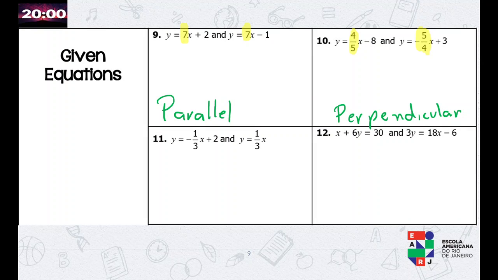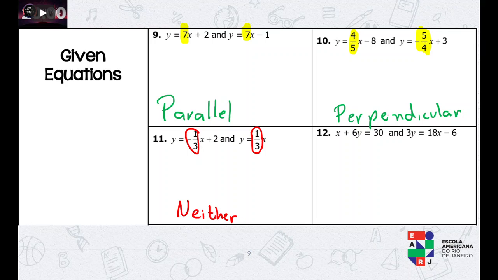Right now, let me give you given equations. Guys, we did number 9 and 10. Number 11 and 12. 11 is easy, guys. Negative 1/3. Do I have any relation between negative 1/3 and 1/3? No, none. It's just the opposite, but not the reciprocal. Then it is neither. Remember?